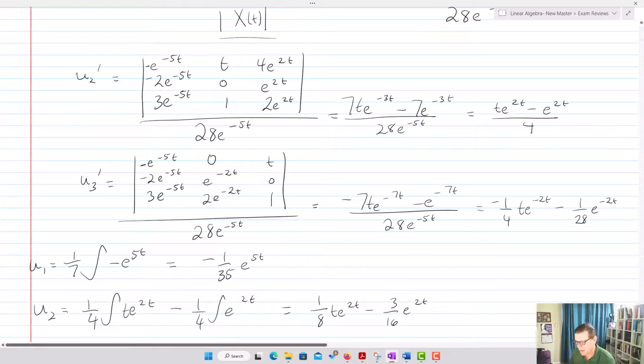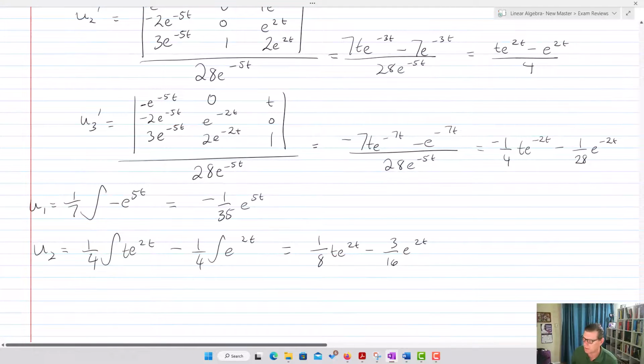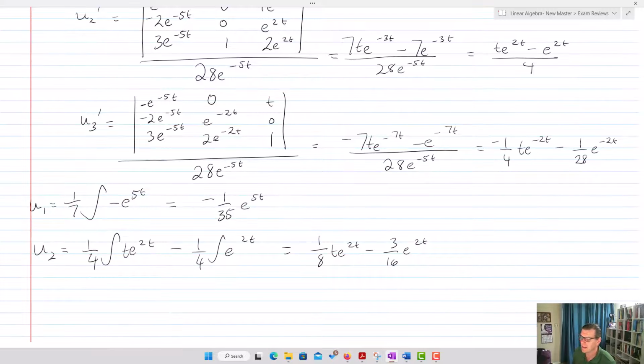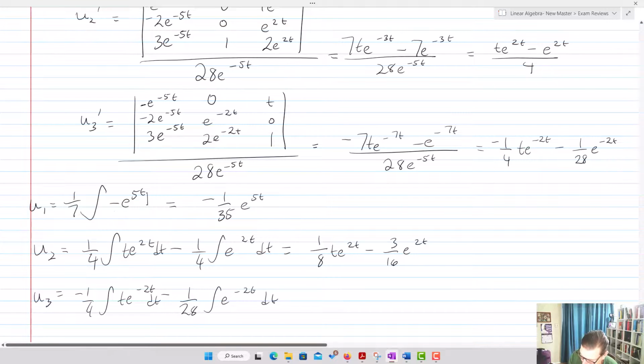Notice I'm not putting on my constants. The constants are in the system. We'll deal with those in a little bit. And then u3 is going to be the integral of negative 1/4 te to the negative 2t minus 1/28 the integral e to the negative 2t dt. I should put that dt on there just to be very complete.